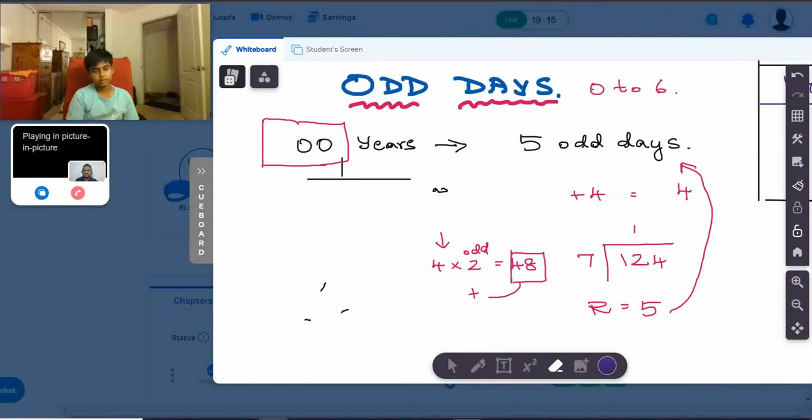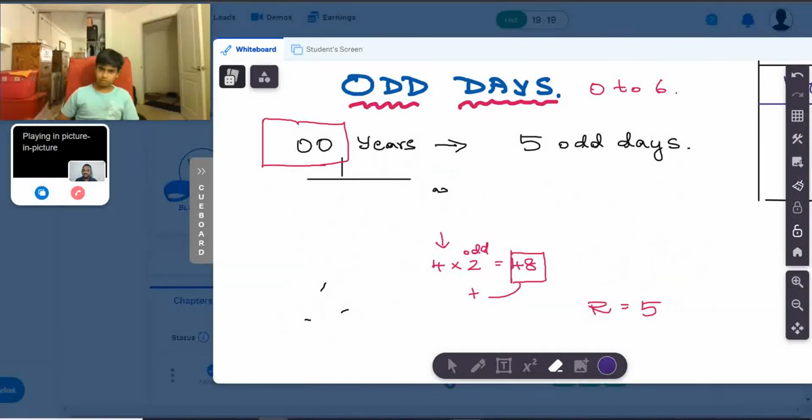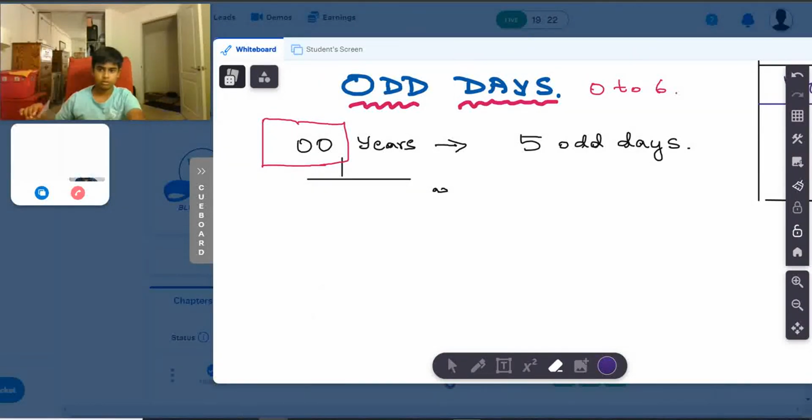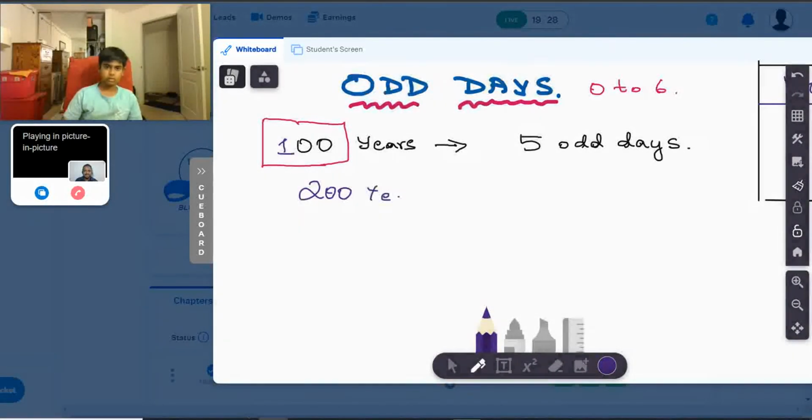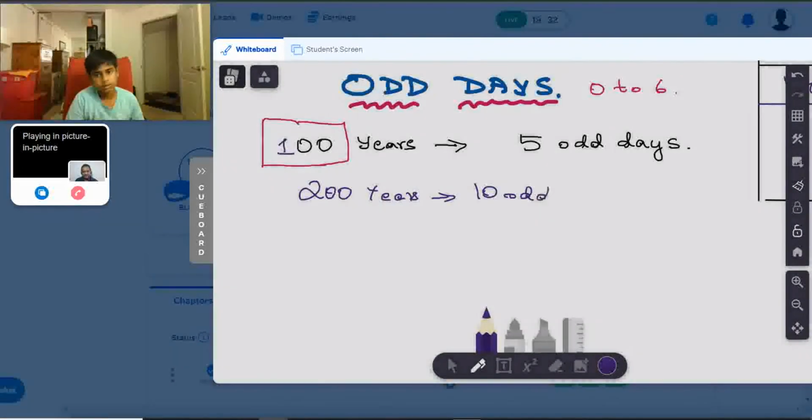Let me clear the board, because I cannot delete it. Then the table will go right. Just give me a minute. So according to Shriyan, let me put 100 over there. 200 years has 10 odd days. But Shriyan should tell me what I should do, because 10 odd days is not the correct answer, right?